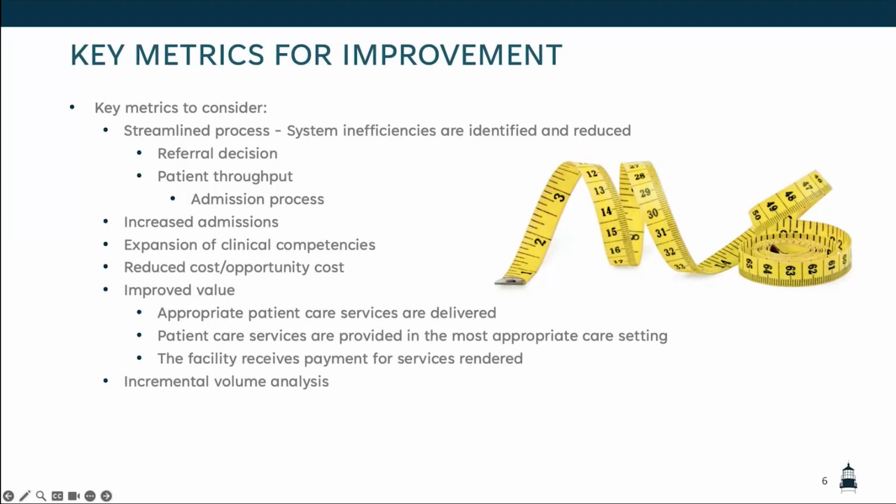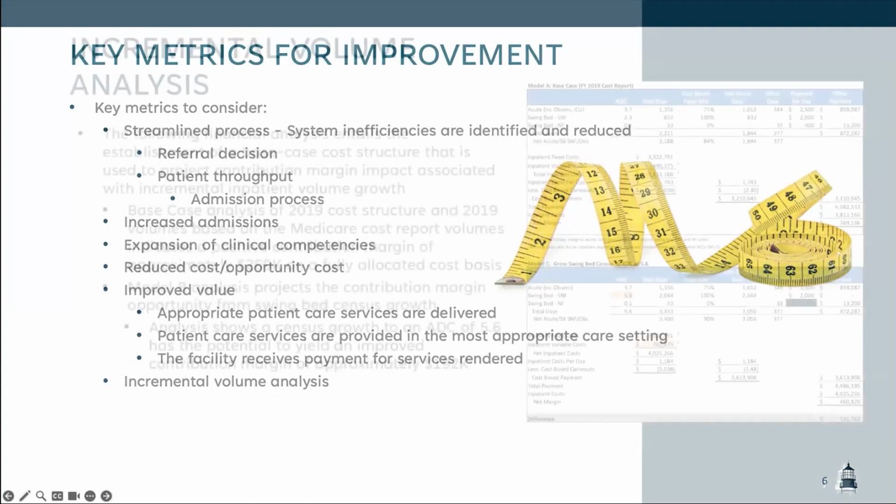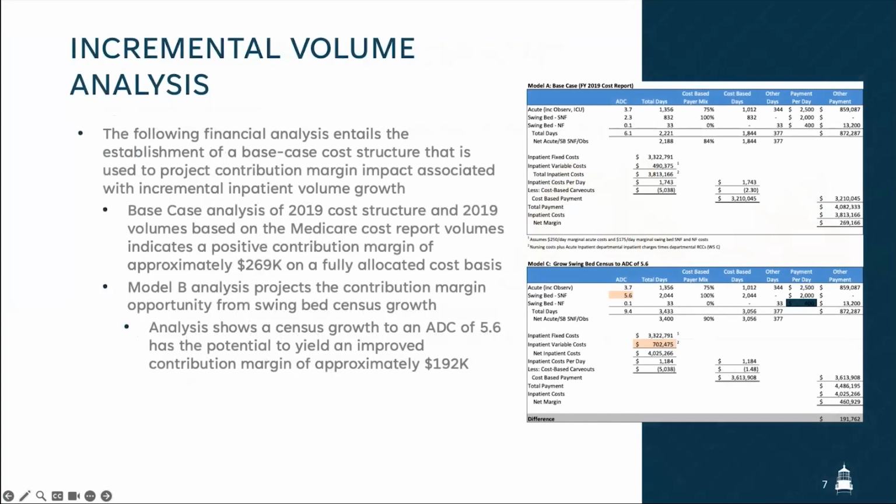And then lastly, around the incremental volume. As we continue to increase the volume of our swing bed program, given that we are critical access hospitals with cost-based reimbursement, there is that benefit, that contribution margin, of increasing our ADC, or average daily census, for our swing beds. This is just a snapshot of a financial analysis looking at increasing the swing bed days for a critical access hospital, and that contribution margin improvement of $192,000 for an increase of about 3.3 ADC, excuse me, trying to do math on the fly. It's not that easy.